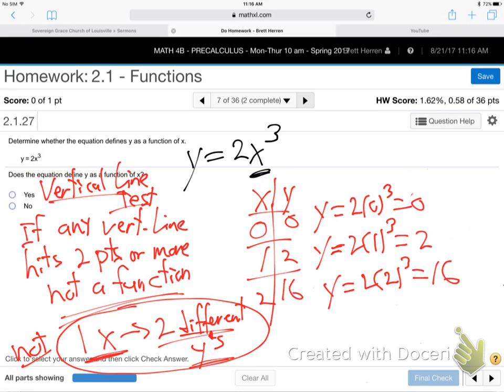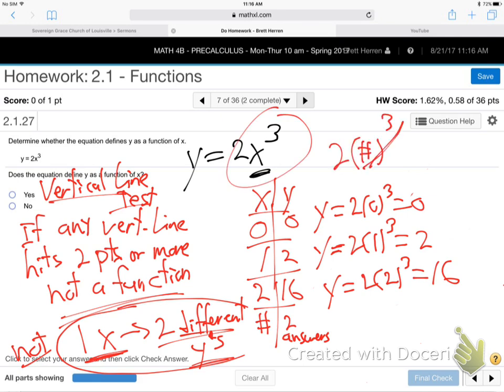Is there any way, think with me for a minute, that if I plug in a number here, I could get 2 answers for the y? Is there any way to take 2x cubed, plug in the x, cube it, multiply by 2, and have 2 different options for the answer? No. No way. Every x you plug in is going to lead to only one answer. So yes, it's a function, because there's no way you're going to plug in one x and get 2 different y's.